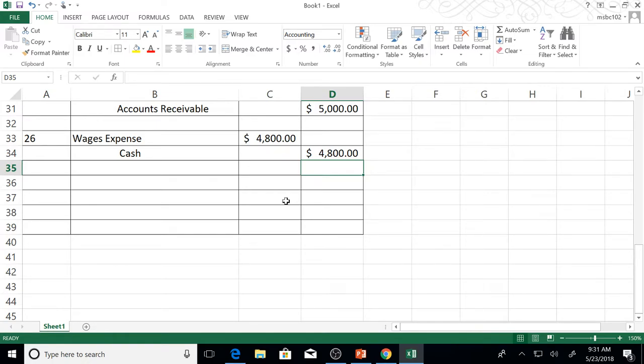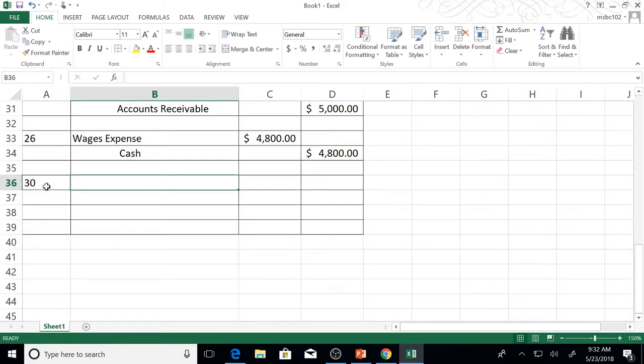Every time you have a new account, you have to open a T account for it. Utilities expense, and let's go with accounts payable. How much was it? $680. Debit plus, credit minus, 680, and accounts payable, 680. Which date is that? The 30th. Yes, sir.